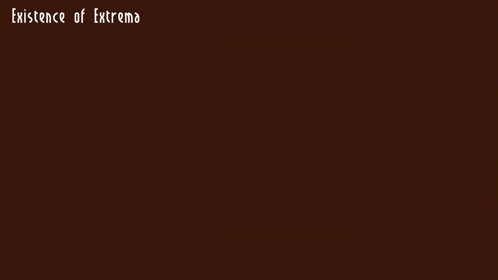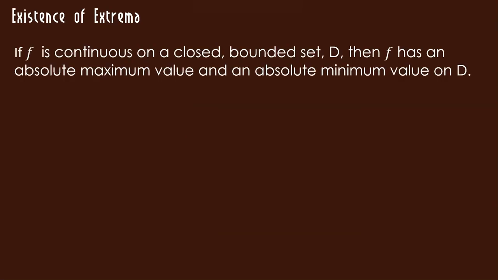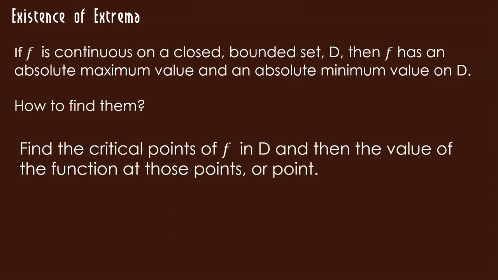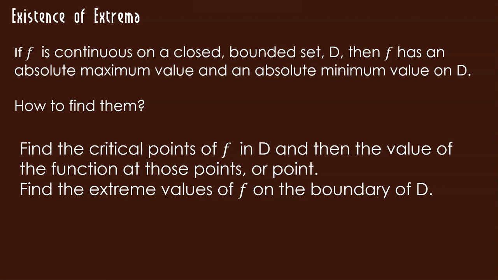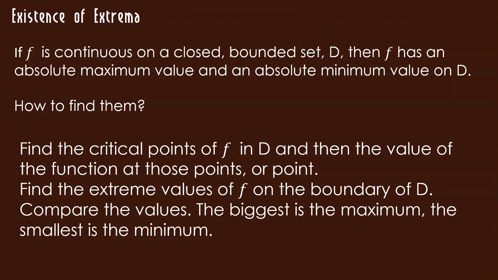So just like in 2-space, we know that if f is continuous on a closed bounded set D, then f has an absolute maximum value and an absolute minimum value on D. But how do we find them? A lot like the way we did it in Calc 1. You're going to find the critical points of f that are inside D, and then find the value of the function at those points. You will also find the extreme values of f on the boundary of D. You compare the values, the biggest is the maximum, and the smallest is the minimum.